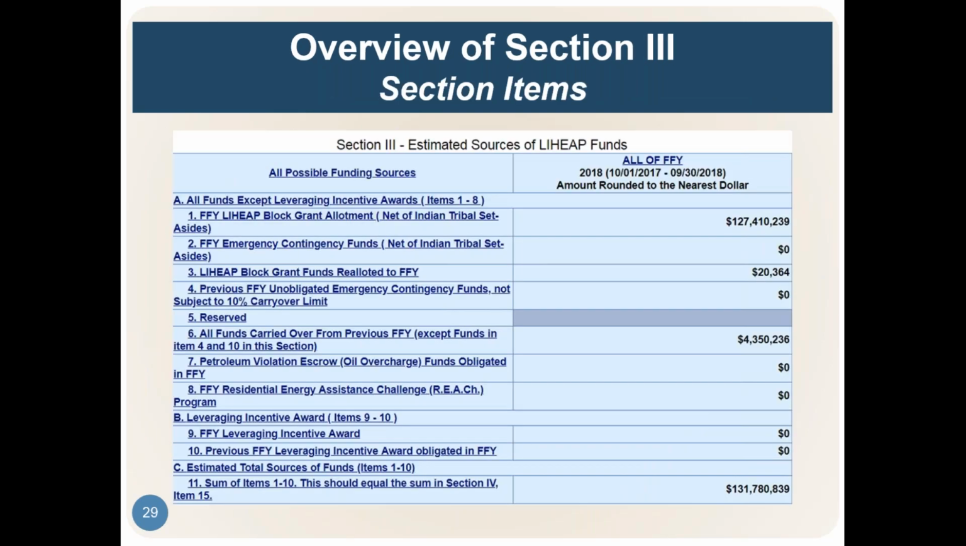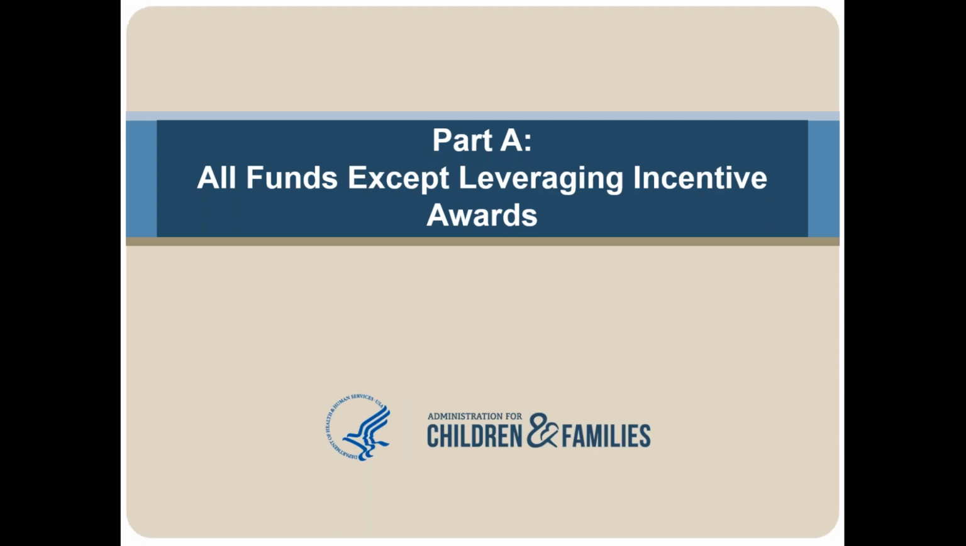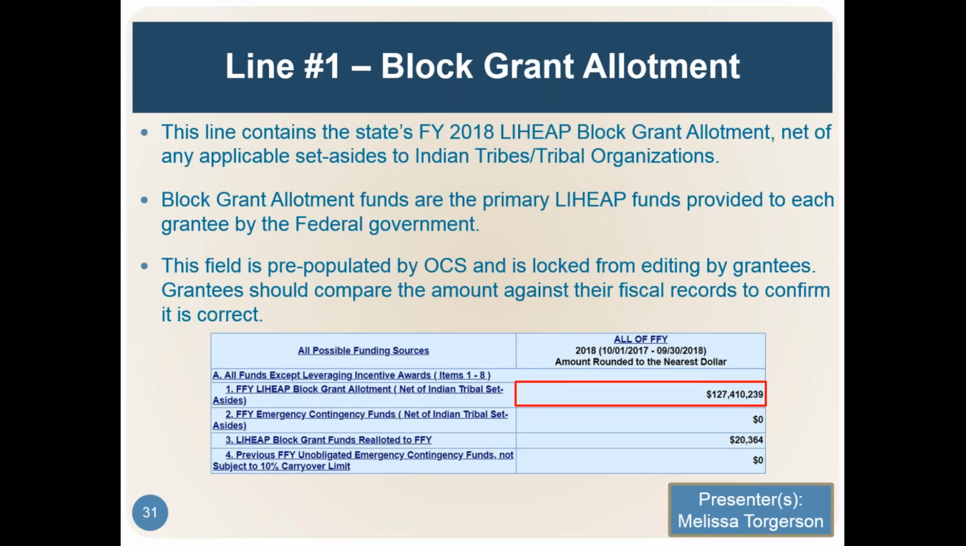Okay, now we're going to look more in depth at Section 3 and look at each line. This is the view in OLDC that you see. And as you can see, there's a number of different potential sources of funds that we will discuss. So the first part is Part A, which is all funds except leveraging incentive awards. Okay, so the first is where you're going to see most of the funding for your state, the first line, and this is the state's 2018 block grant allotment. And once again, it's net of any set-asides to Indian tribes and tribal organizations.